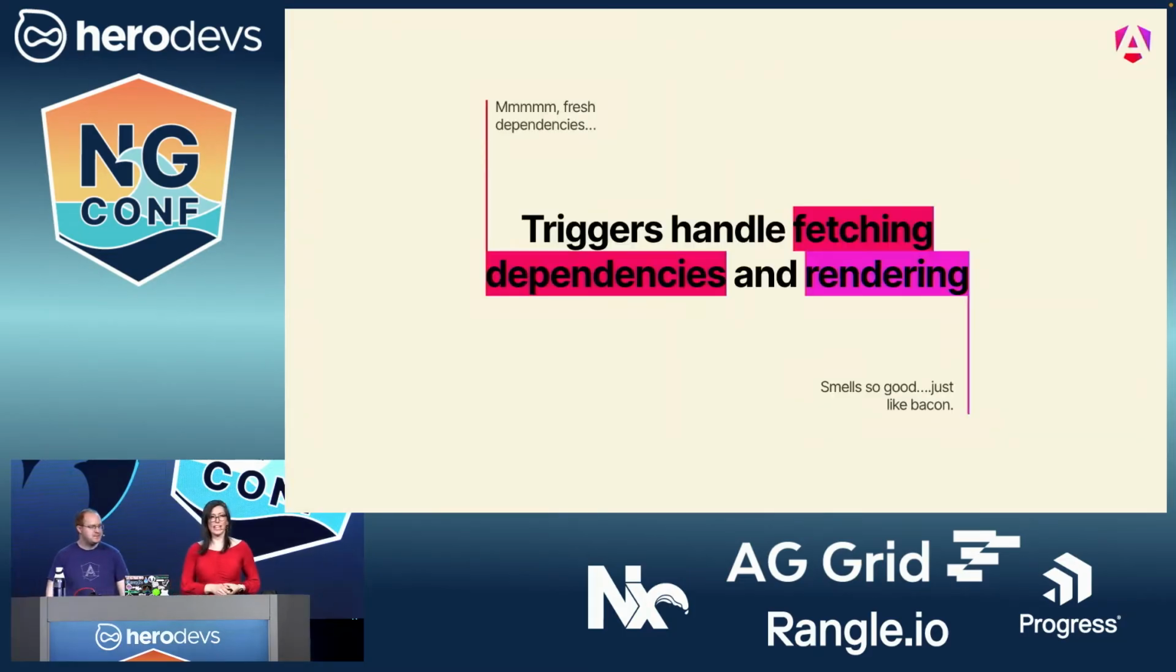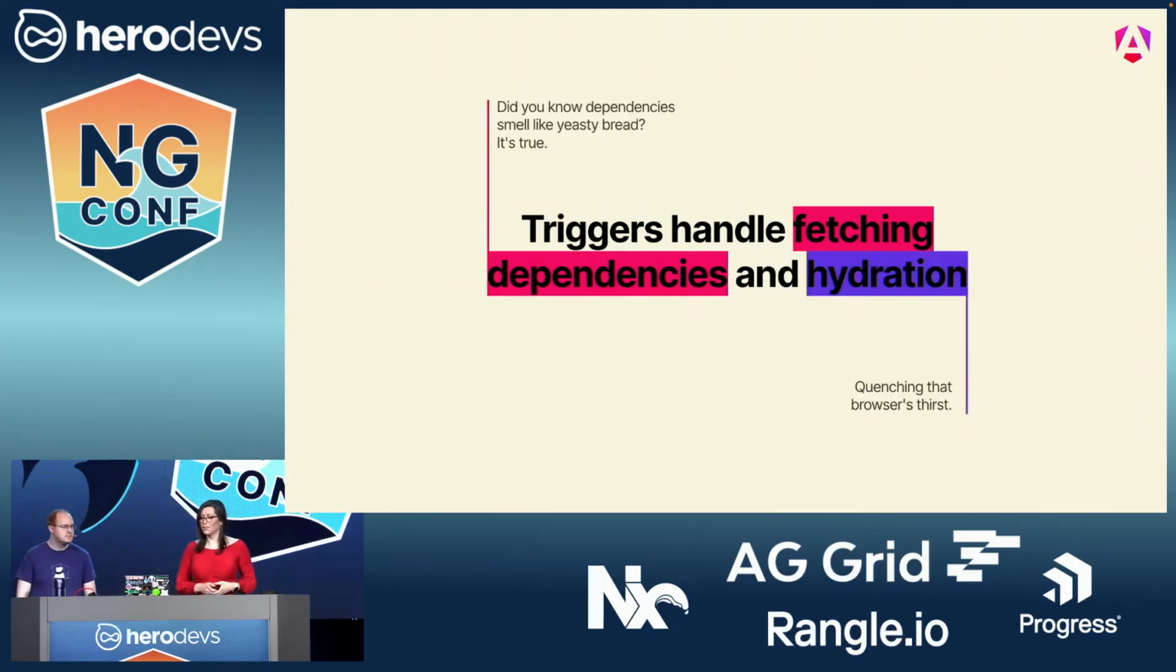This introduces some slight differences in the way that these triggers behave, because in the previous version with full app SSR as it is right now, the triggers essentially handle fetching dependencies, and they also handle the rendering process. But now they still do the fetching of dependencies, but instead they actually trigger hydration. So it was already pre-rendered, so once we fetch the content, we don't need to re-render it again. It's already there. We just hydrate what we already got. That's exactly it, yes.